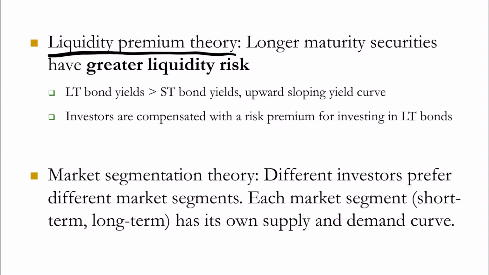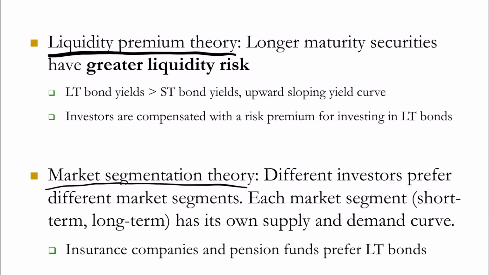Then you have the market segmentation theory, our third theory, that says different investors prefer different market segments, and each market segment has its own supply and demand curve. So as I mentioned previously, insurance companies and pension funds prefer long-term securities. Banks prefer short-term securities. Basically, it's saying that within each market, they are going to have their own supply and demand curve and come together at equilibrium for the rate where the supply and demand curves intersect. So those are our three theories.